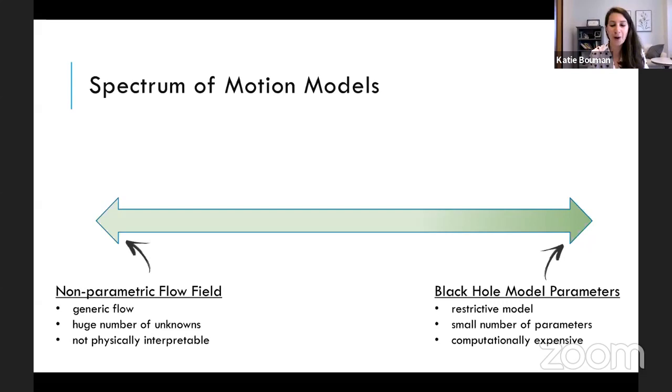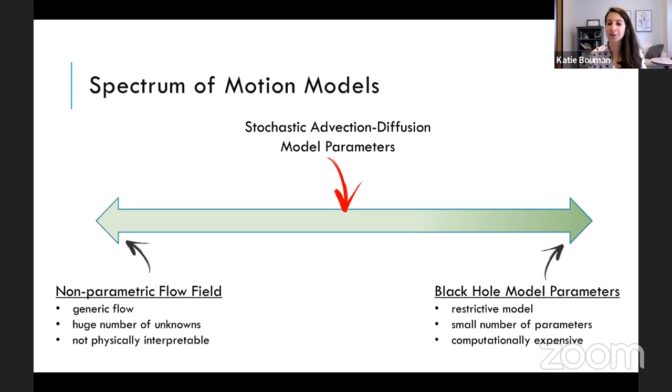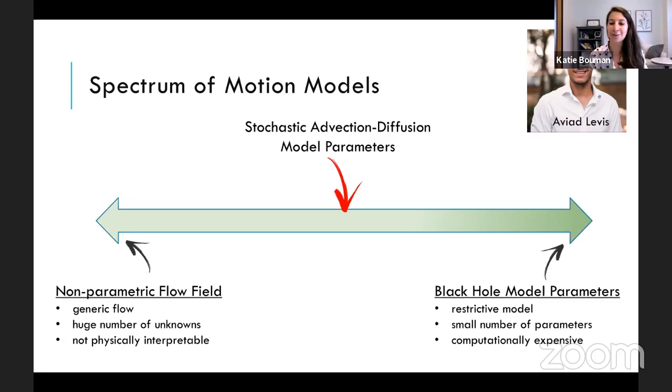And so rather than picking one of these extreme options, we would like to find a middle ground using a model that balances the pros and cons of these different approaches whilst being computationally efficient. Towards that end, we've been working on modeling the persistent evolution of a black hole source as a result of a stochastic advection diffusion process and solving for the underlying parameters of the model that best fit the observed measurements. This work is led by Aviad Levis, who joined my group at Caltech at the end of January. So this is very much a work in progress, but I'm really excited by it. I just wanted to give you a highlight of things to come.